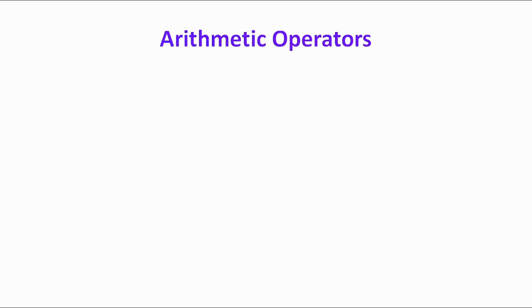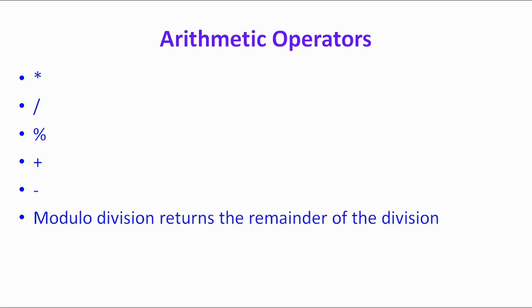C supports all the arithmetic operations and has the operators for multiplication, division, modulo division, addition, and subtraction. Modulo division is represented by the percentage symbol. It is a type of division in which the remainder is obtained as the result of the division instead of the quotient. There are programs where we need to get the remainder of the division. We can use the modulo division operator in those programs.